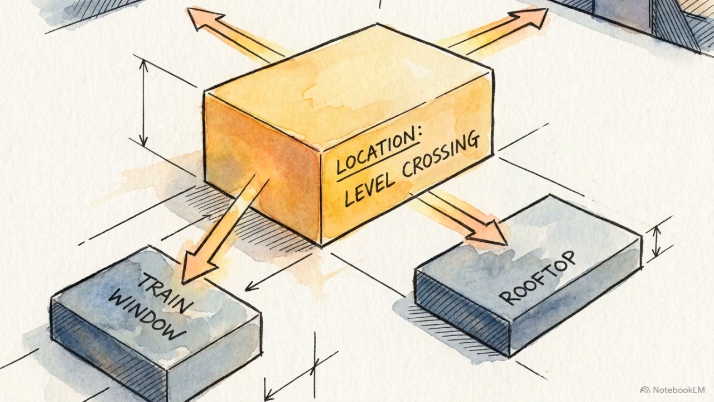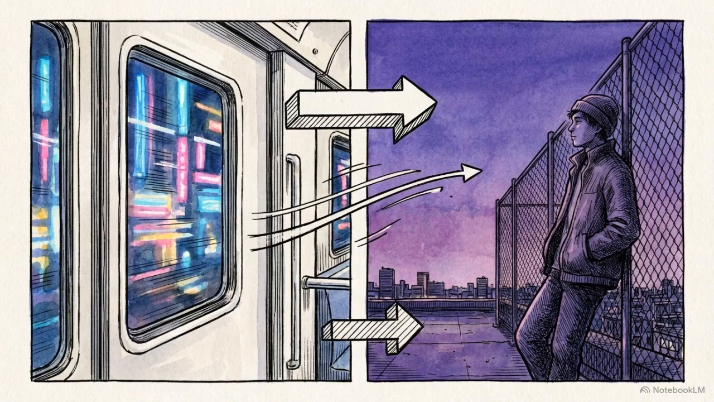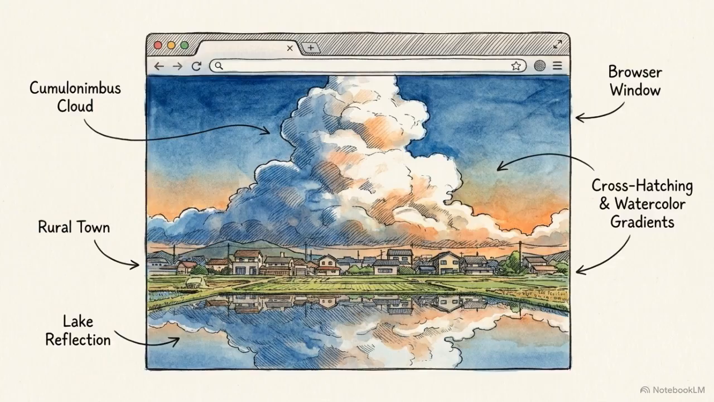Now that you have the framework, you can swap out the location module. Try running the same formula for a rain-streaked train window or a school rooftop at dusk. You now have the exact pipeline required to step past random collages and build emotionally complex, cinematic worlds directly inside a single browser tab.